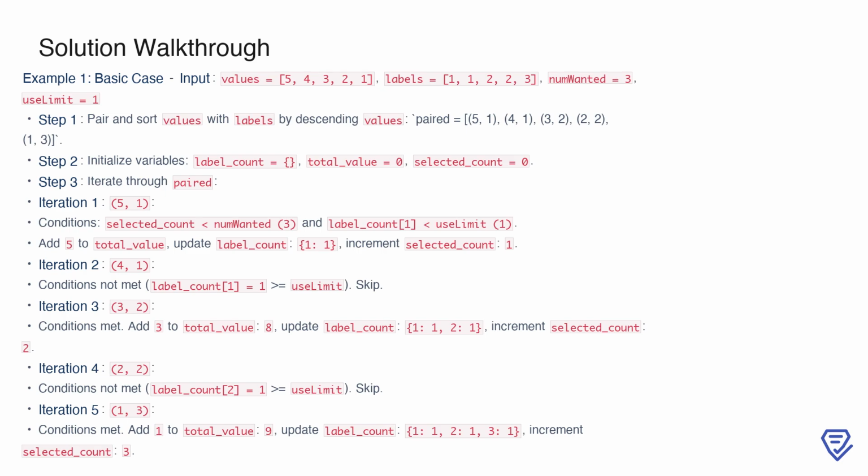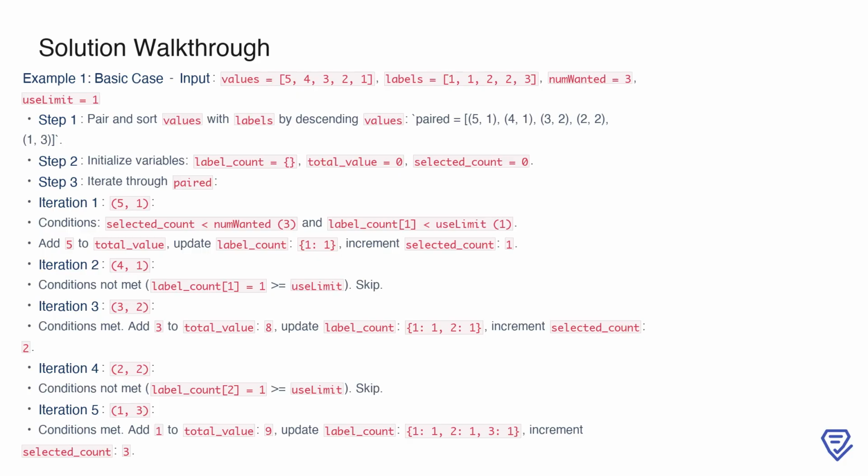For the first pair, (5, 1), the conditions are met since selected_count is less than num_wanted, and label_count for label 1 is less than use_limit. We add 5 to total_value, update label_count to {1: 1}, and increment selected_count to 1. For the second pair, (4, 1), the condition fails because label_count for label 1 has already reached the use_limit of 1, so we skip it.